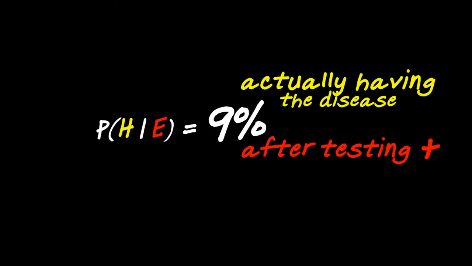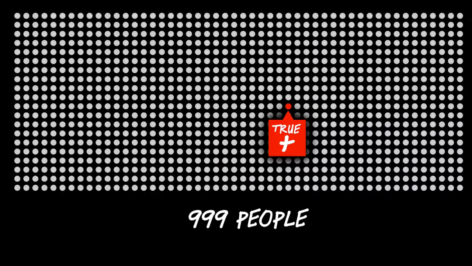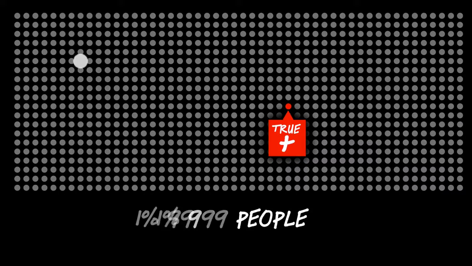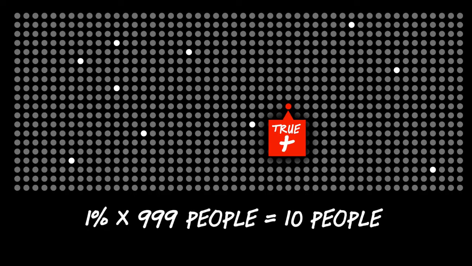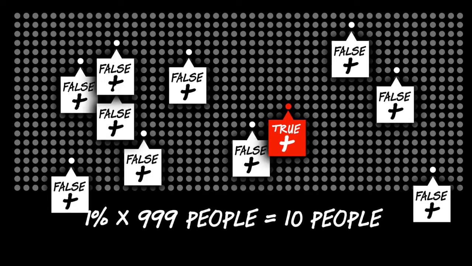Which is incredibly low if you think about it. Now, this isn't some sort of crazy magic. It's actually common sense applied to mathematics. Just think about a sample size of 1,000 people. Now, one person out of that 1,000 is likely to actually have the disease, and the test would likely identify them correctly as having the disease. But out of the 999 other people, 1% or 10 people would falsely be identified as having the disease.